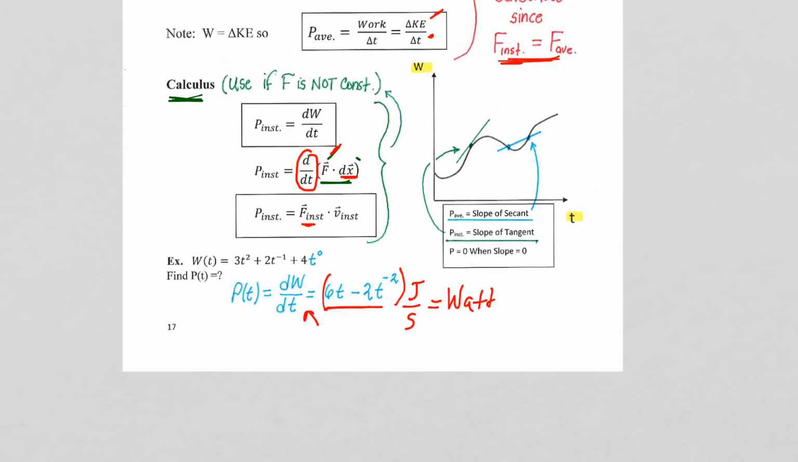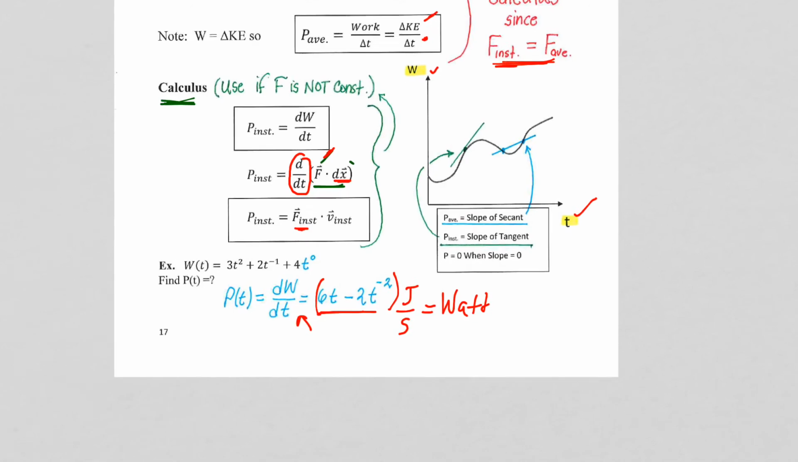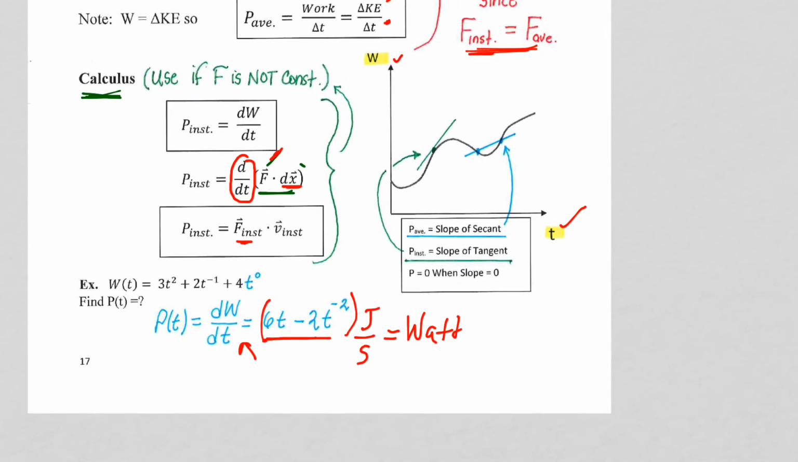If you were given how the energy transfer was occurring as a function of time, then you would be looking at slopes of secants for the average power. You would be looking at the slopes of the secants for the average power, and of course the instantaneous power is the slope of the tangent.